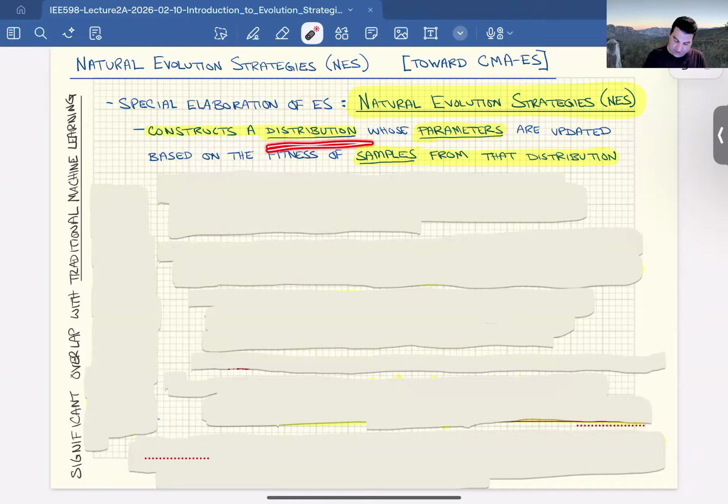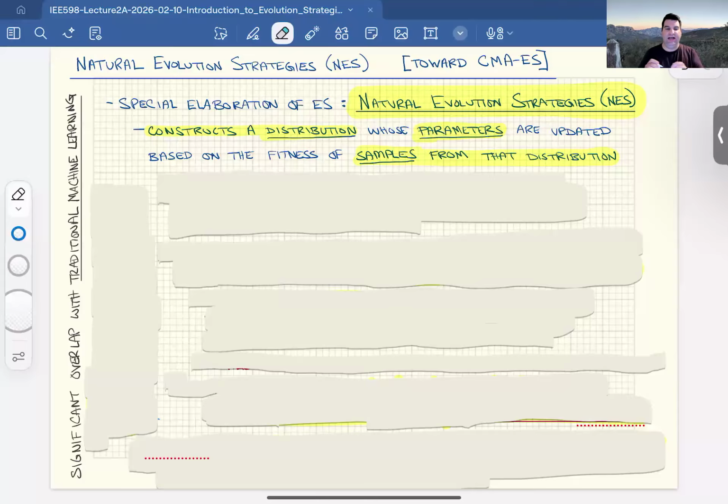It constructs a distribution whose parameters are updated based on the fitness of samples from that distribution. So when you do an NES, you set up that distribution ahead of time. You say, I'm going to use a multivariate normal, a multivariate Gaussian. That will be what I'm using to model the local shape of the fitness landscape. And then I'm going to update the mean and covariance matrix of that over time. But you can use almost any distribution with NES, and NES just provides a way to update that.